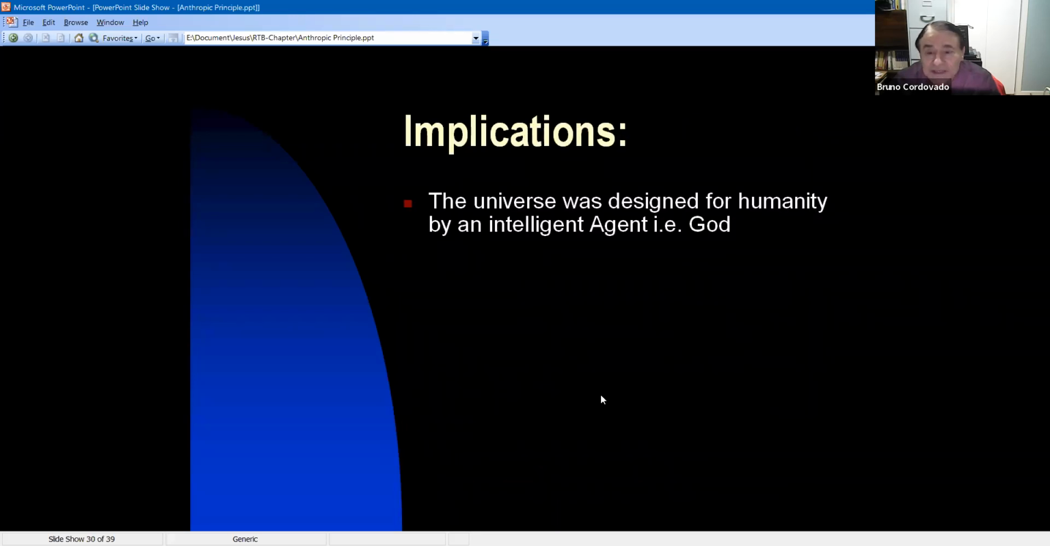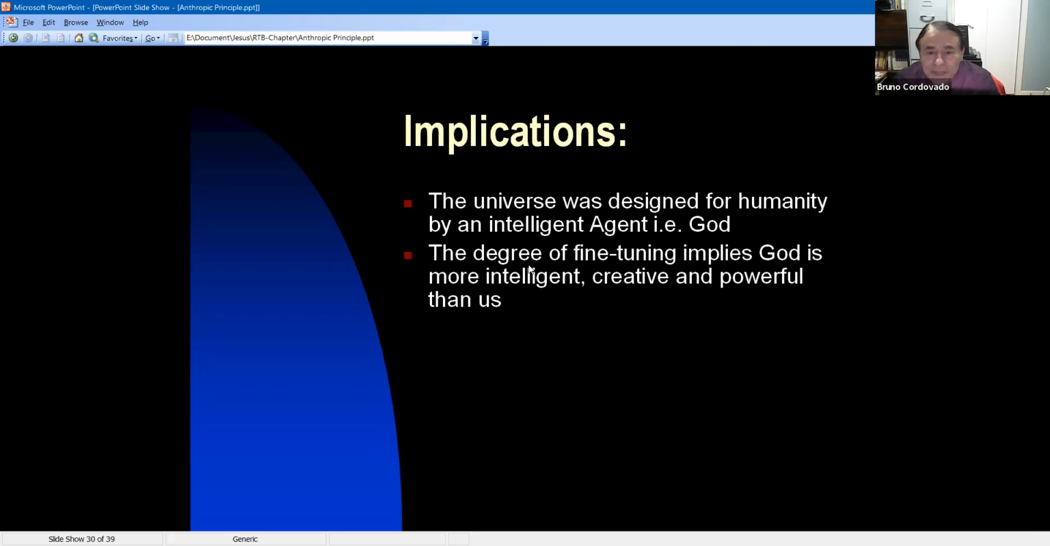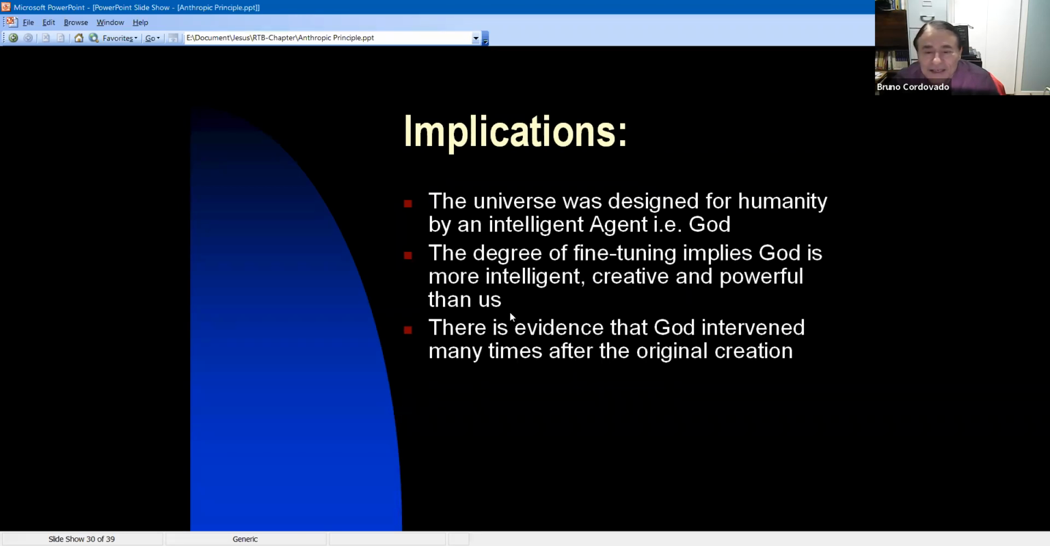So what are the implications of all this? As I said, the most reasonable explanation is that God designed the universe for humanity. And the degree of fine-tuning is so high that it means that the God who designed it must be more intelligent, creative, and powerful than us. And as Hugh Ross says, they must have a lot more money than the US government to create such a fine-tuned universe. And there is evidence that God intervened several times after the original creation, after the Big Bang. It's not that God just started the Big Bang and then went on a holiday.